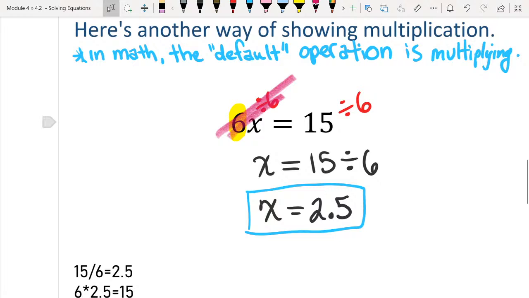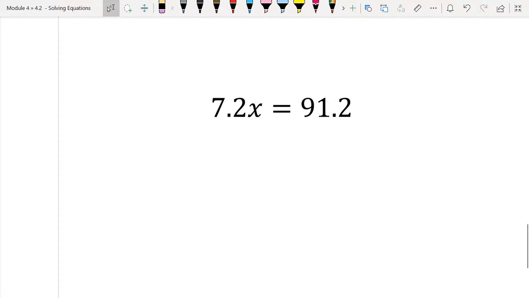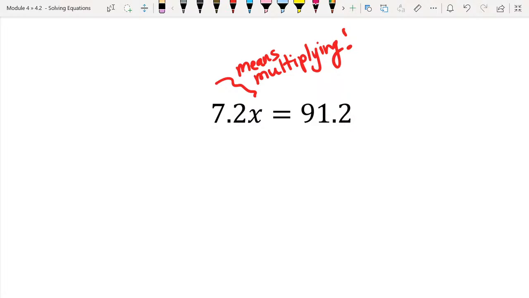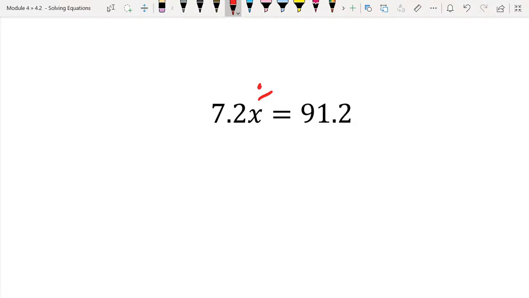So when you just see a number next to a letter, or two things next to each other, it means to multiply them. We can also do this with decimal places. This one has a decimal place, but we're not going to be intimidated by that. We know that this means multiplying, because when we see a number next to a letter, we know that that just means multiplying. So we don't stress about that. And the opposite of multiplying is dividing. So if they've multiplied by 7.2, we're going to divide by 7.2. And that's going to make those cancel out.